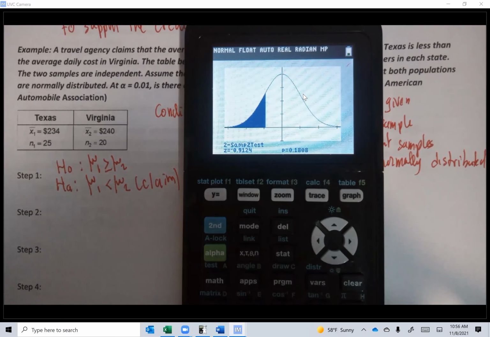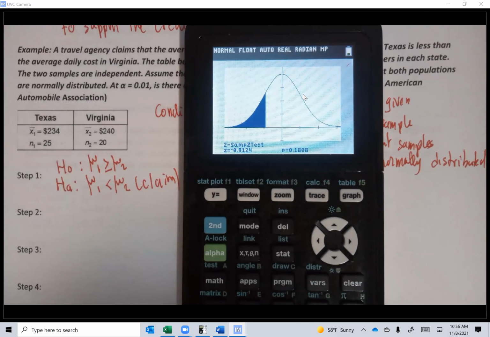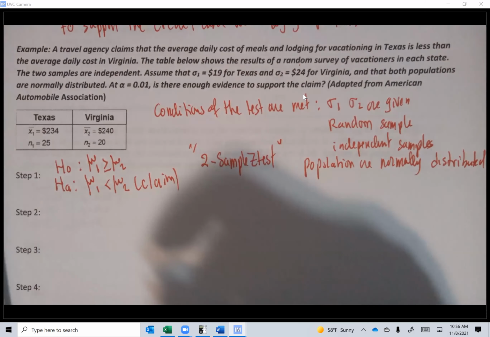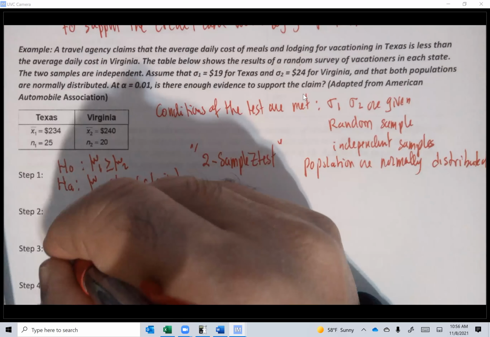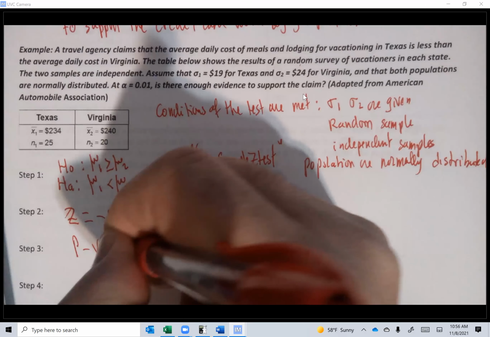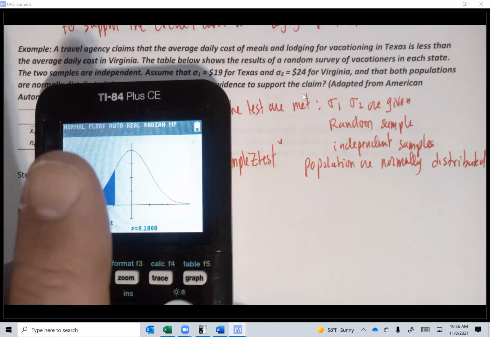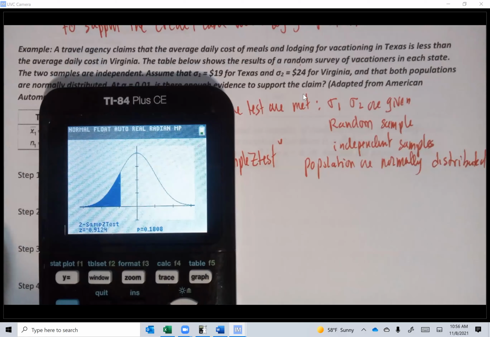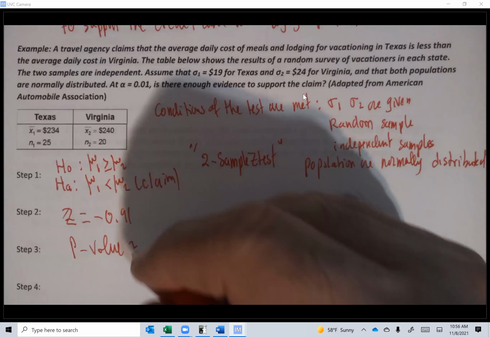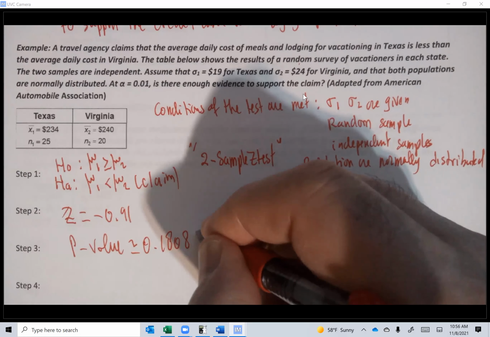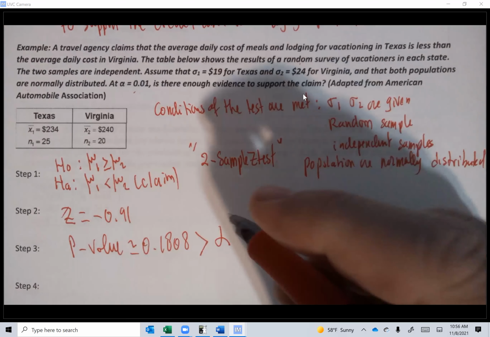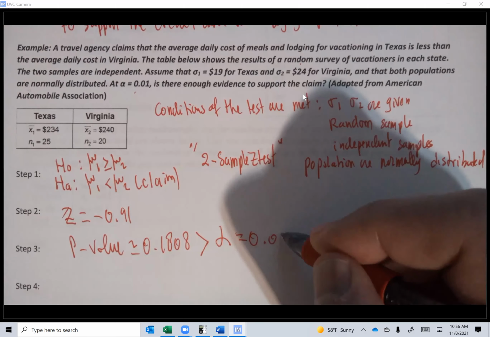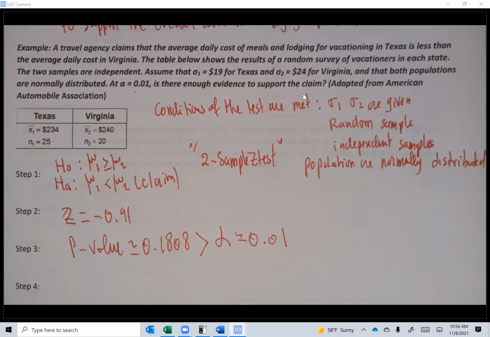So it's a huge p-value, guys. So z is negative 0.91. Please do it again later, just to make sure that your answers match with mine. That's bigger than alpha. I don't care what alpha is. It doesn't go above 10%, so that's bigger. Fail to reject H0.